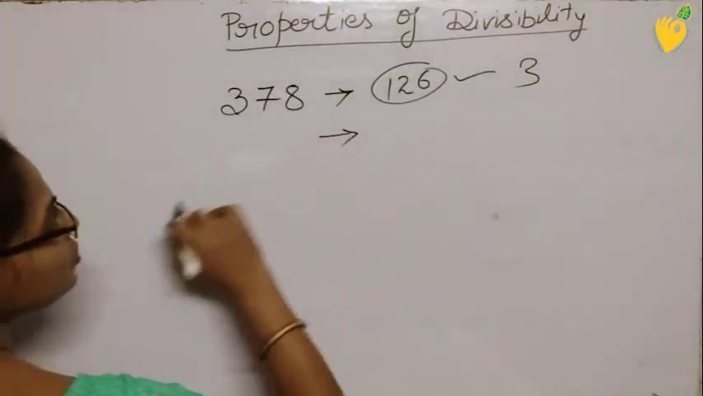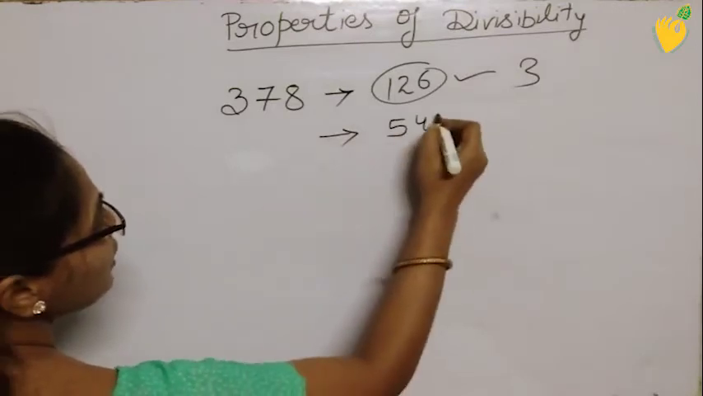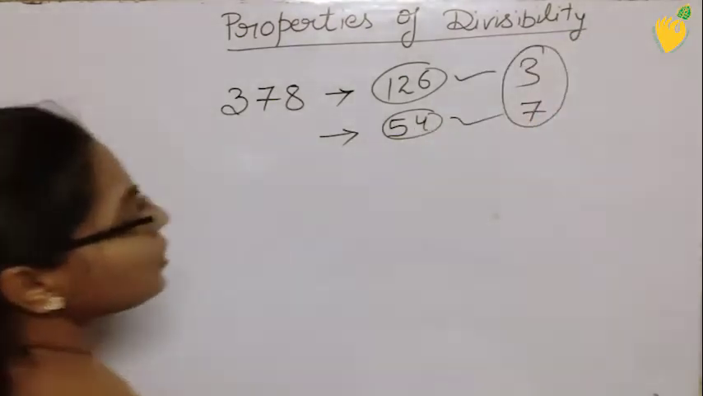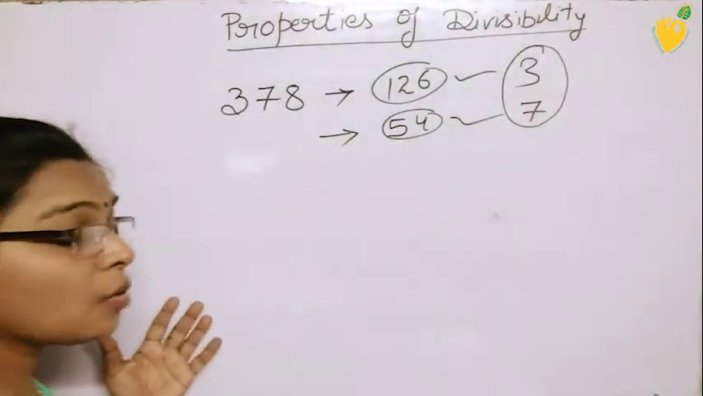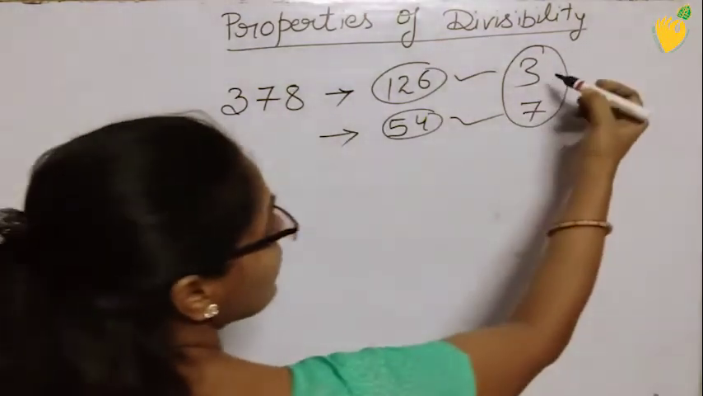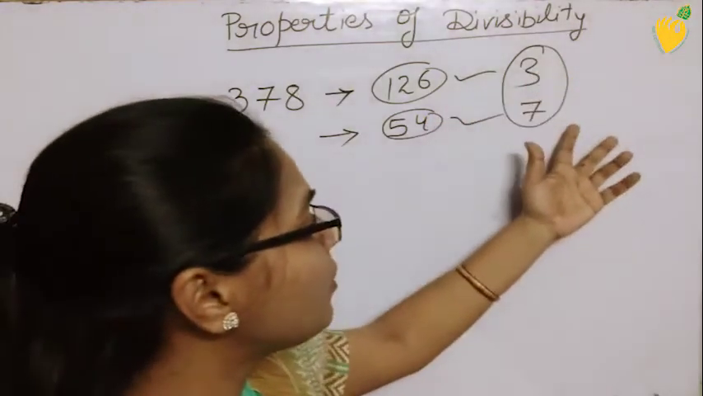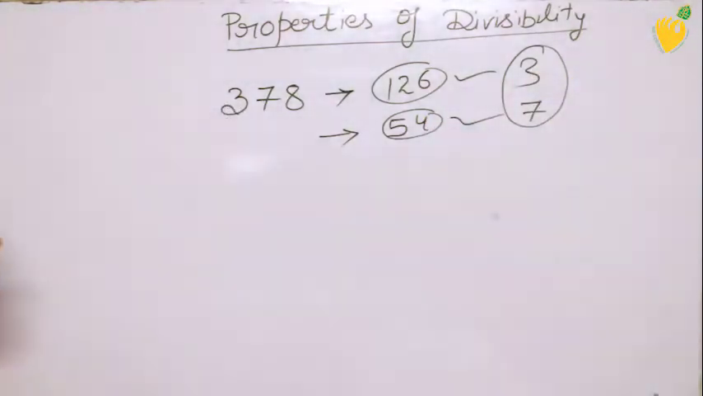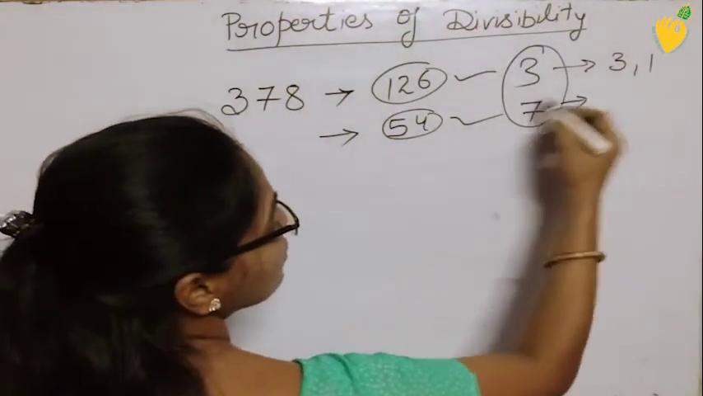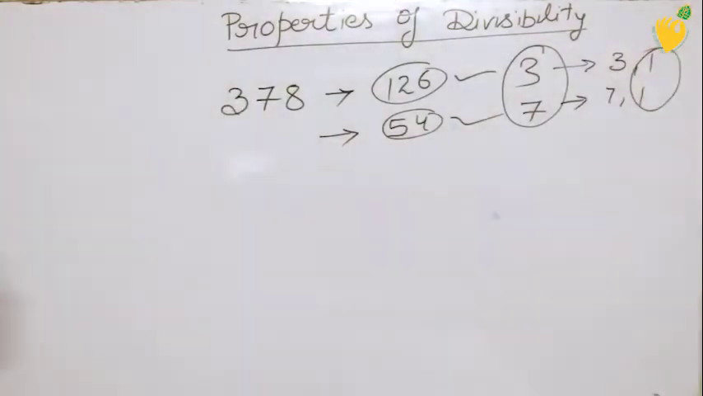It is also divisible by 7, students. 7 fives are 35, 7 fours are 28. So it is divisible by 7. And both these numbers are co-prime. What is the definition of co-prime? Two numbers are said to be co-prime if the common factor between them is 1 only, students. The factors of 3 are 1 and 3, and the factors of 7 are 7 and 1, and the common factor is 1 only.